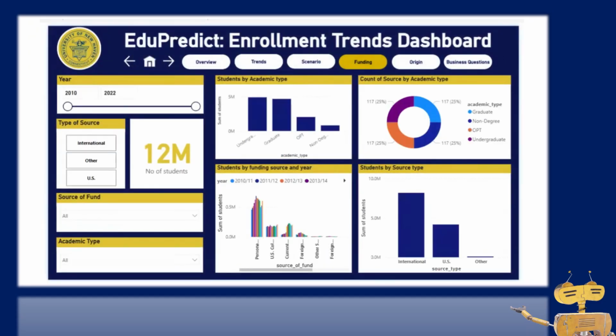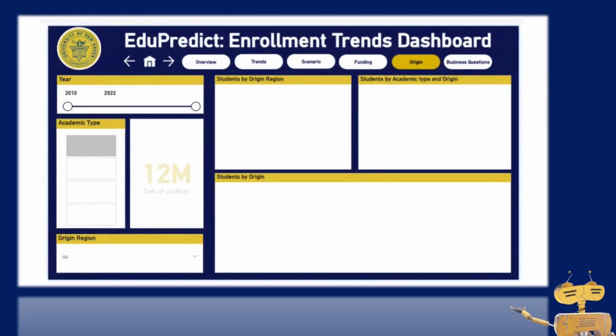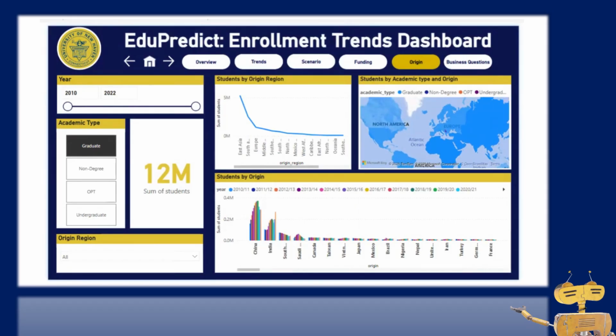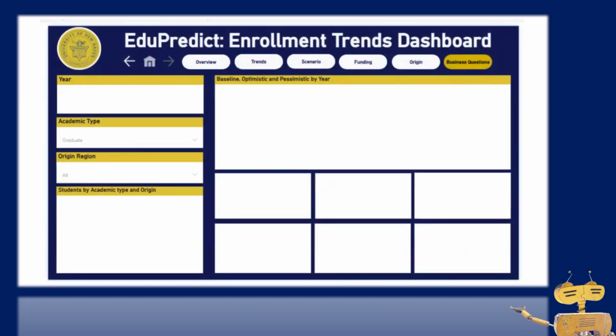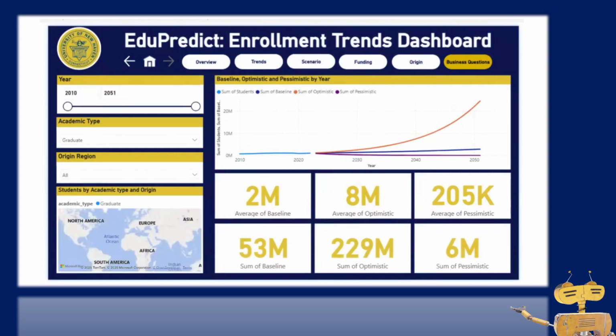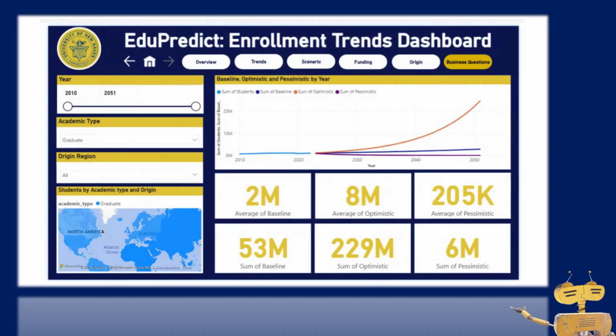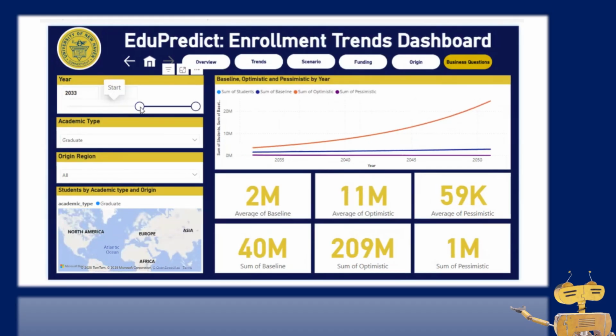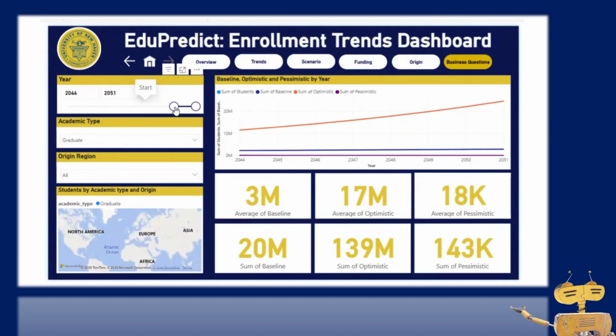Funding reveals how students support their education, highlighting differences between international and domestic funding sources. The origin page dives deeper into student regions and countries, with visual clarity on where students are coming from over time. And finally, business questions gives us a strategic view, showing projected enrollments under baseline, optimistic, and pessimistic futures, all the way to 2051. Overall, EduPredict is not just informative, it's built with a user-first design, making data exploration fast, reliable, and decision-ready. Uday is going to take over the slides.